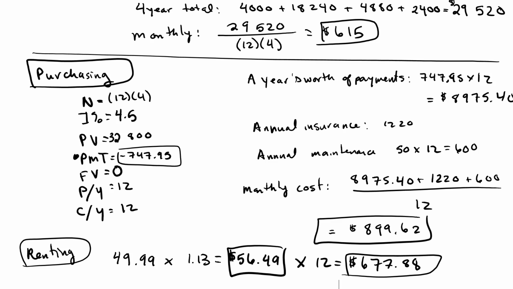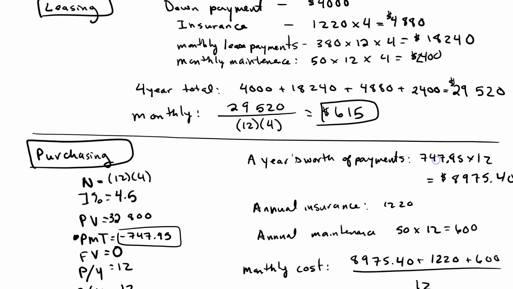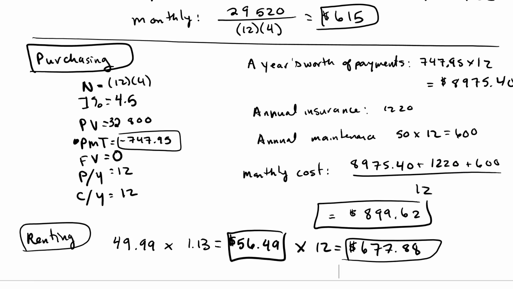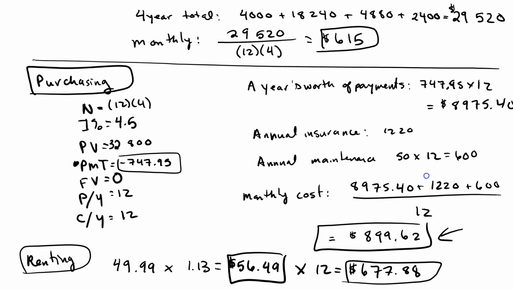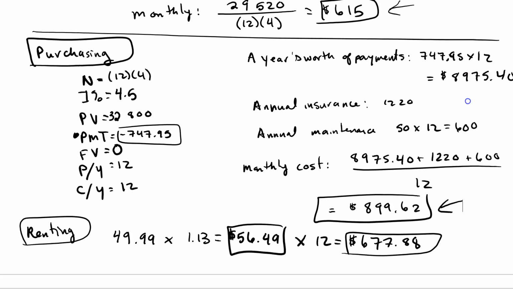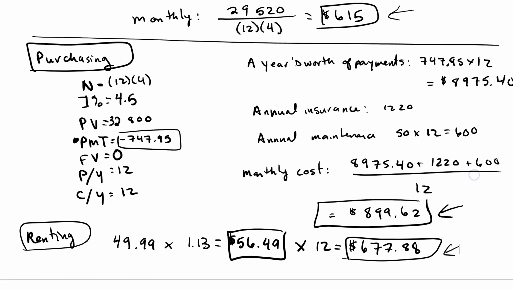The question says right here, which option would you recommend for Amanda and why? This is tricky because this is based on your personal preference. A lot of people would say, doesn't matter that it's more money, I suggest that she buys it flat out. Some people would say, she probably doesn't want this vehicle for very long, so I would suggest $615 for leasing. And some people for rental say, at the end of the day, it's just very convenient, so I would pick renting based on that.